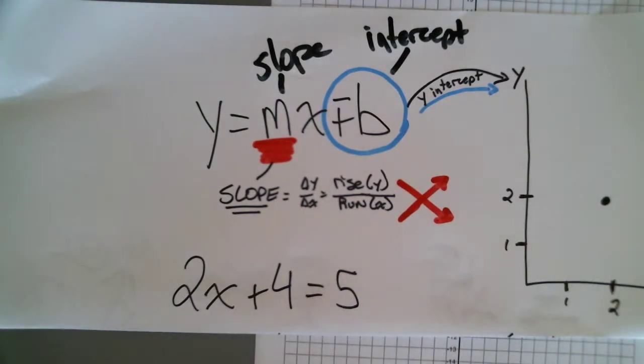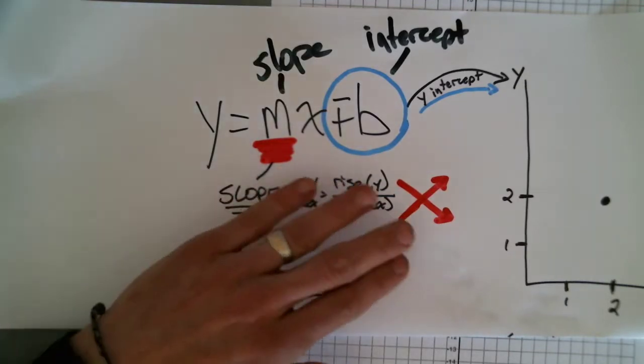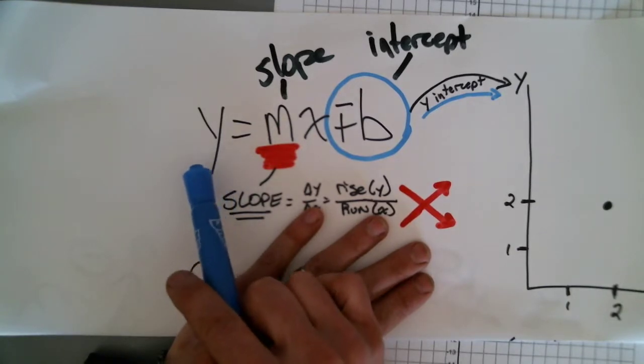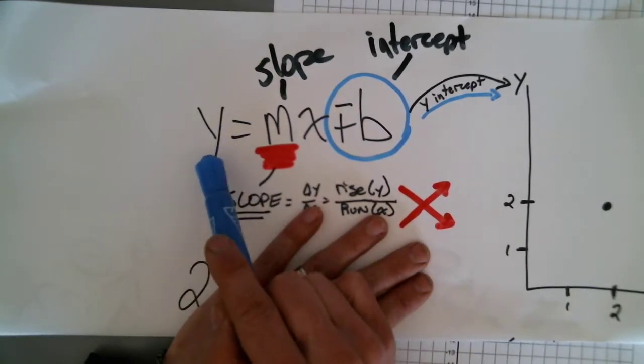We can get that from a table. We can do our delta y, delta x. We can do all that kind of stuff. This video is going to be talking about how to quickly graph, do a scratch graph, using a formula. So, quick review. Our formula for all lines, linear equations, in this format is y.